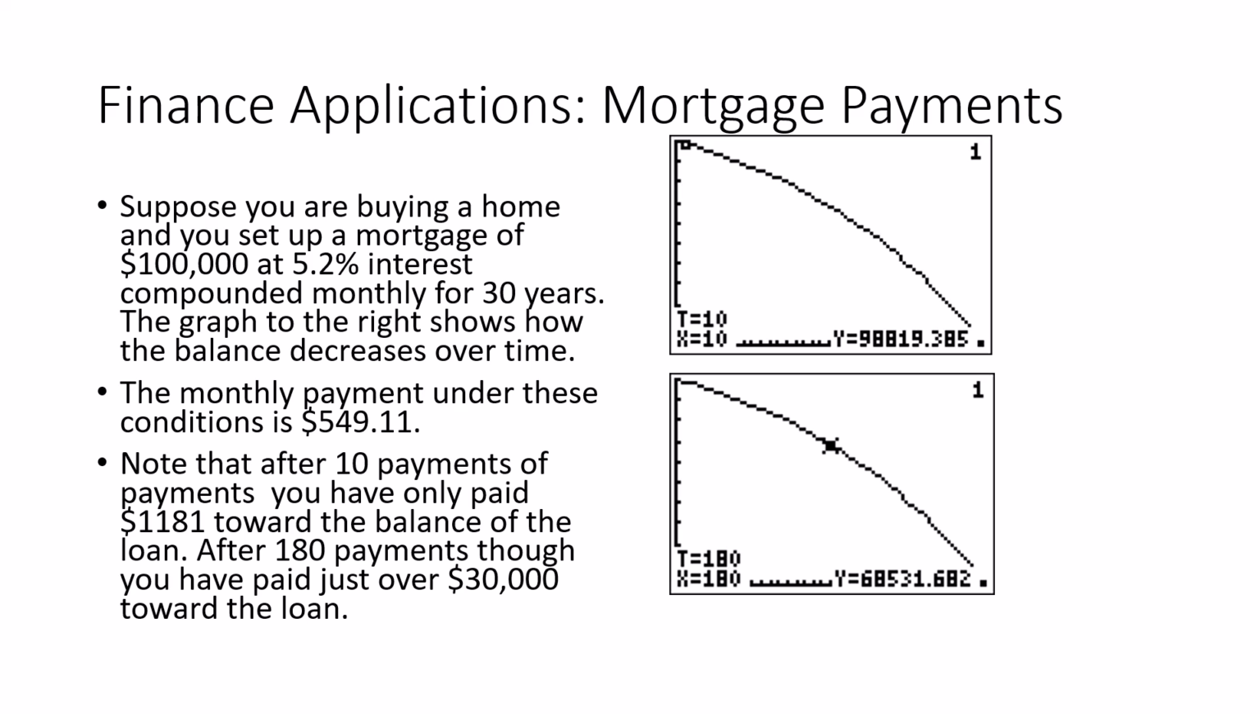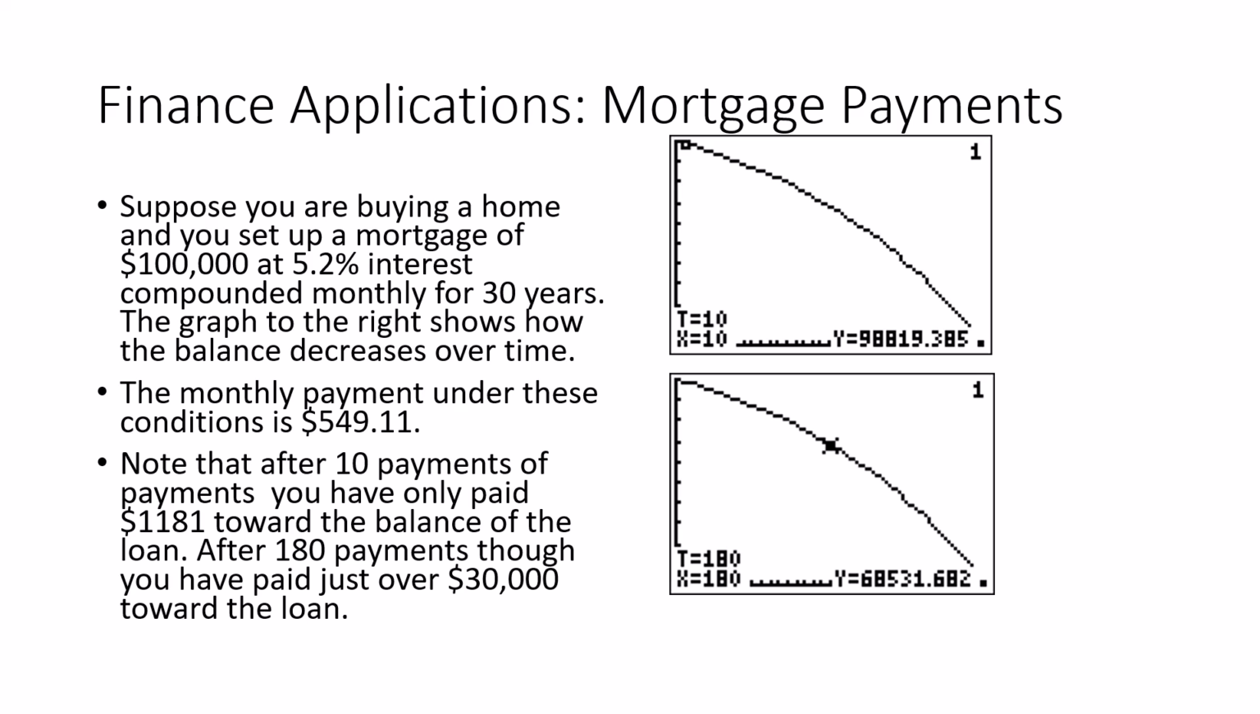Now on this slide, we have two graphs, and we'll describe what these graphs are in just a moment. But suppose you're buying a home and you set up a mortgage of $100,000 at 5.2% interest, compounded monthly for 30 years. Now the first graph at the top on the right will show the balance decreasing over time. Now the monthly payment under these conditions is $549.11. I encourage you to use that formula on the previous slide and calculate this.